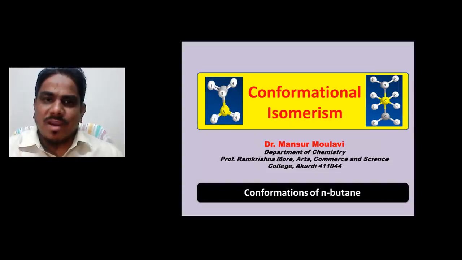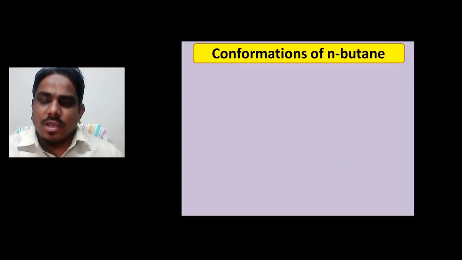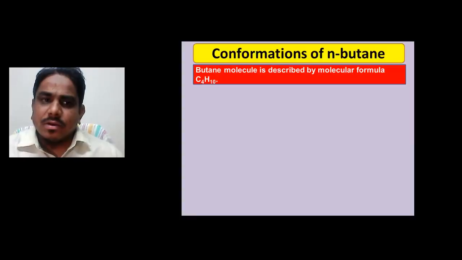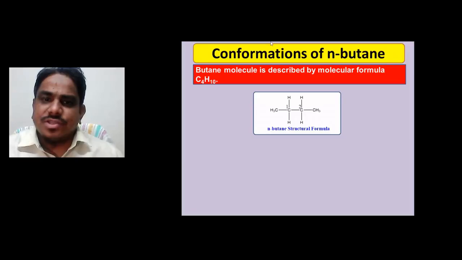Today we are going to look at conformational isomerism, conformations of n-butane. In the previous lecture, we have seen the basic concept of conformational isomerism and conformations of ethane. Now, today we are looking at the conformations of n-butane. The n-butane molecule can be represented by the formula C4H10, so its structure is CH3, CH2, CH2 and CH3.